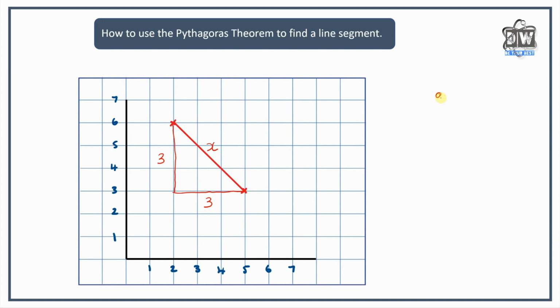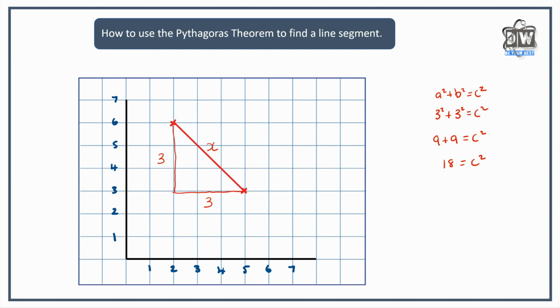So we've got a squared plus b squared equals c squared. a is the smaller side, 3 squared. b is the second smaller side, 3 squared. And c is, well, we don't know c. So we've got 9 plus 9 equals c squared. That's 18 equals c squared. There's a lot of c squareds going around here, isn't there?